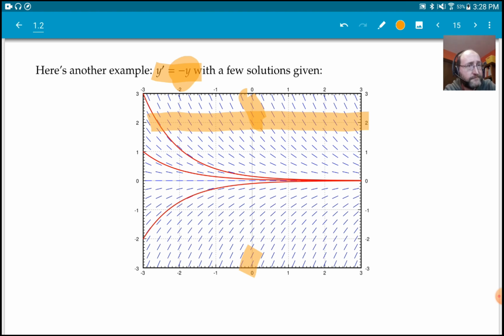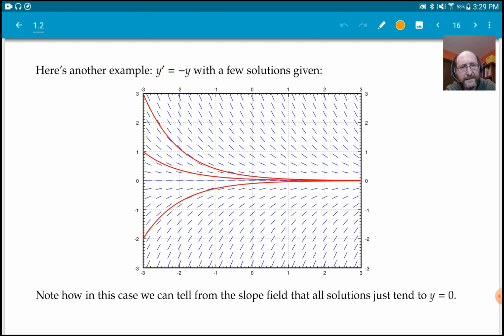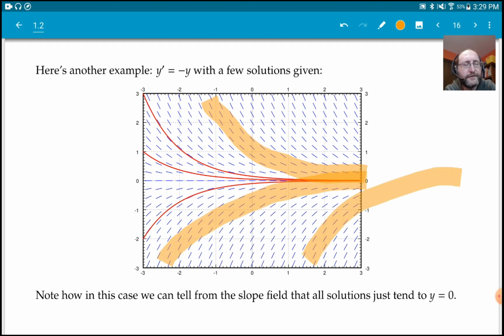Now, a few solutions are also drawn here, right? These guys over here. I'm just following these little lines, following the slope field. But you can see their behavior just from looking at it. And it's clear just from looking at this slope field that these solutions, no matter where I start, are going to tend to 0, right?